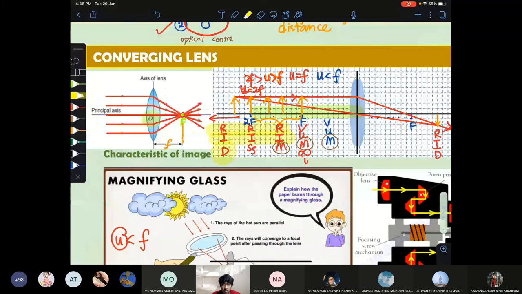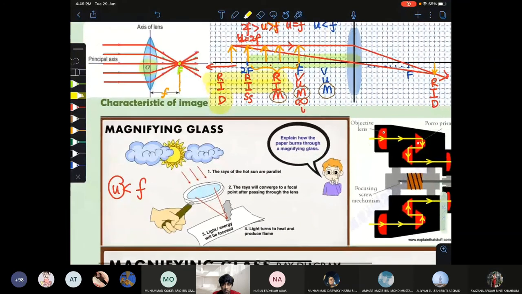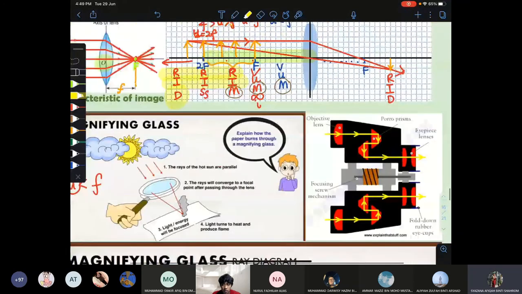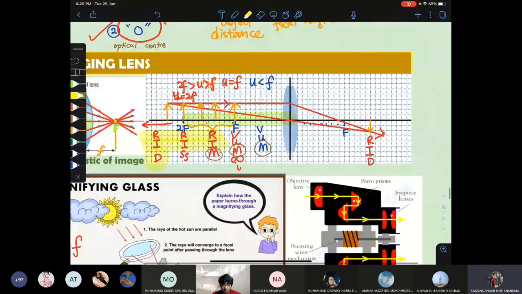So, this is good for objective questions. Okay, ataupun if you want to check, you can drawing. Oh, I dah draw. Tapi betul tak I dapat RID? Okay, you boleh check lah.